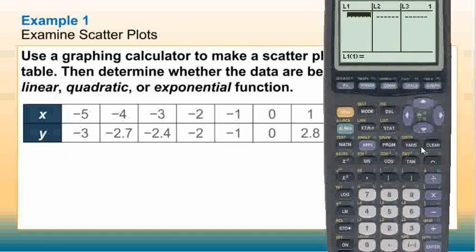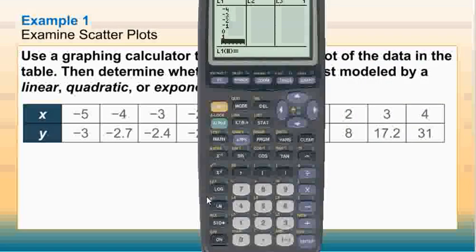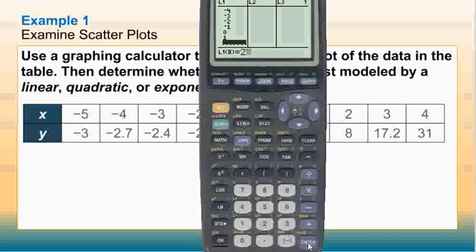And then L1 is going to be our table, or our X values. So I'm going to have -5, enter, -4, enter, -3, -2, -1, 0, 1, enter. I believe we have 2, 3, and 4. So 2, 3, and 4.